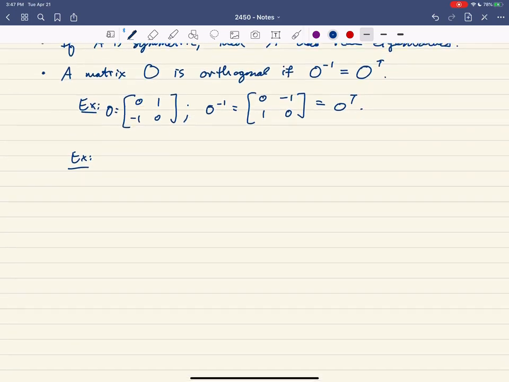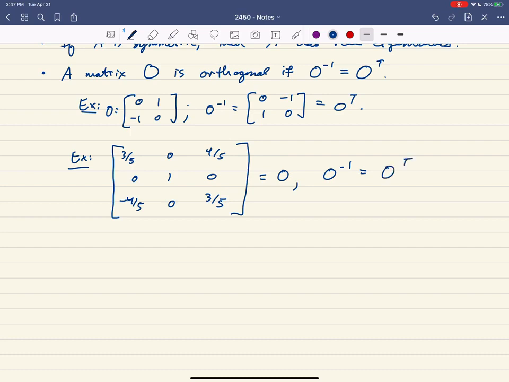A slightly more interesting one is, let's say we have 3/5, 0, 4/5, 0, 1, 0, and negative 4/5, 0, 3/5. Let's say that that's our matrix O. It turns out that O inverse is going to be O transpose. To compute the inverse, all you really need to do is move this negative up. So that's the inverse: 3/5, 0, negative 4/5, and the rest will be the same. So that's also an orthogonal matrix.